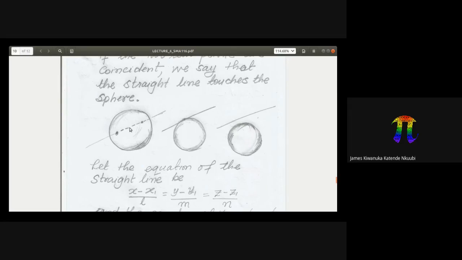So we shall focus on just these two, where either the line touches the sphere at exactly 1 point, or it cuts through the sphere at 2 distinct points. So those are the 3 options you have anytime you have one line and a sphere.